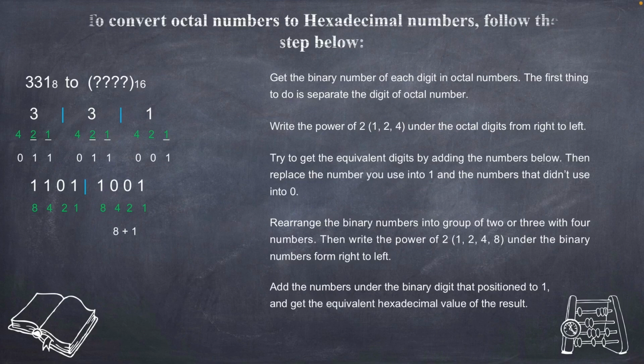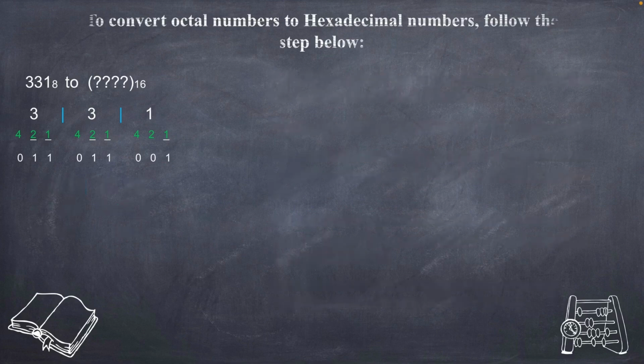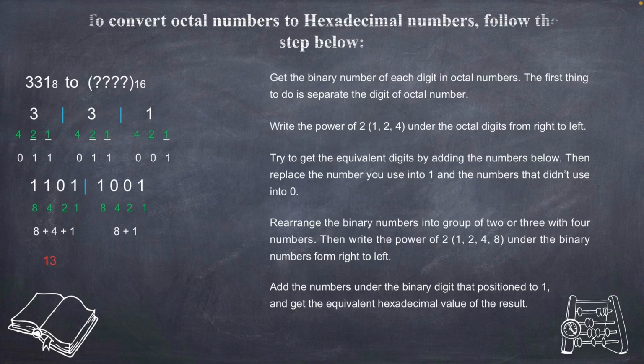Tapos, sa second group, meron tayong 8, 4, tsaka 1. Kaya meron tayong 8 plus 4 plus 1. So, sa 8 plus 4 plus 1, meron tayong 13. Equals to 13 yun. Then, 8 plus 1 is equals to 9. Then, sabi dito, get the equivalent hexadecimal value of the result.